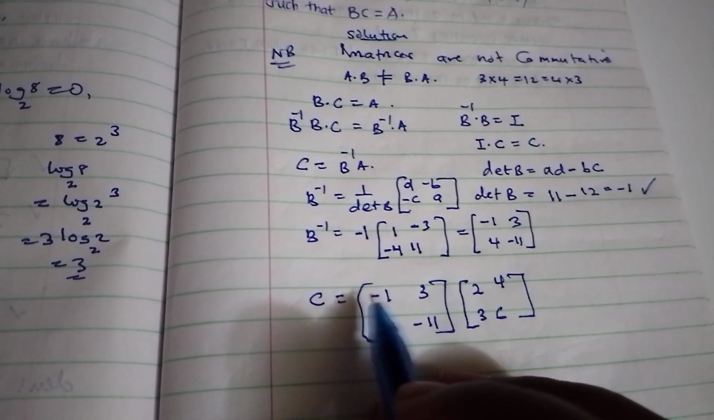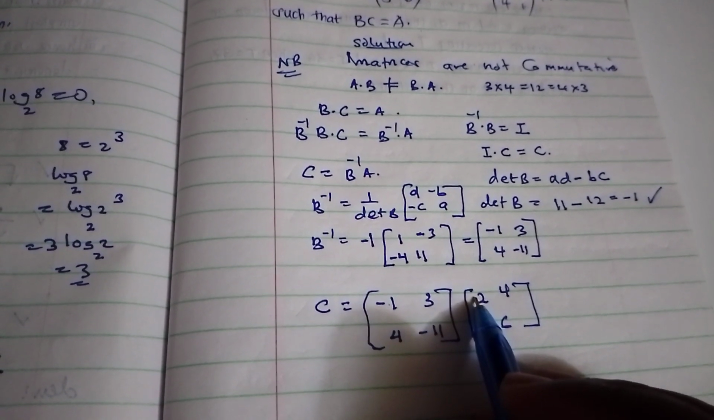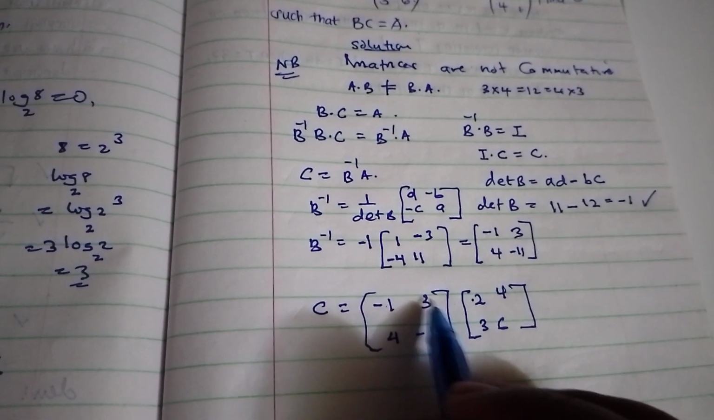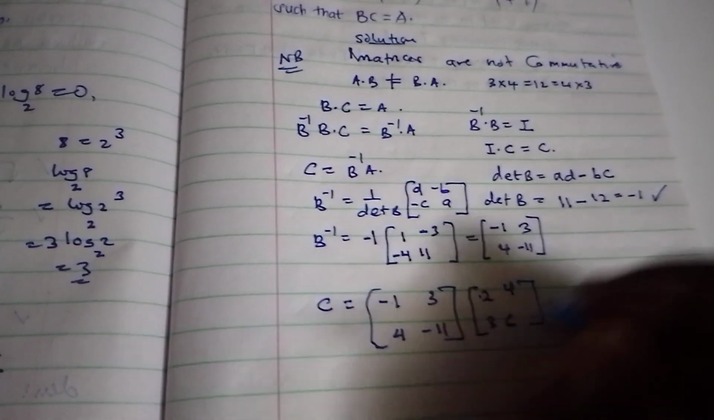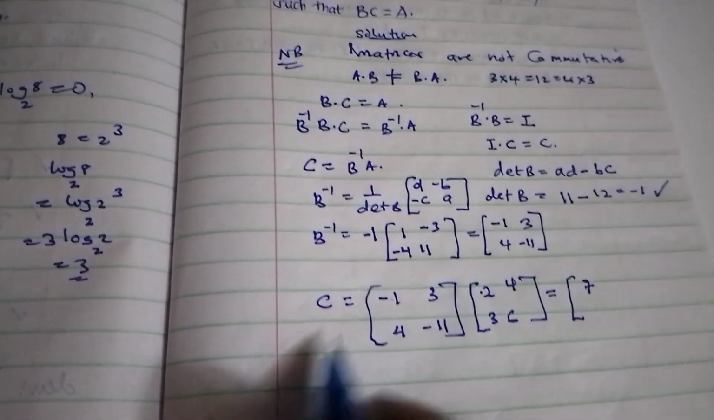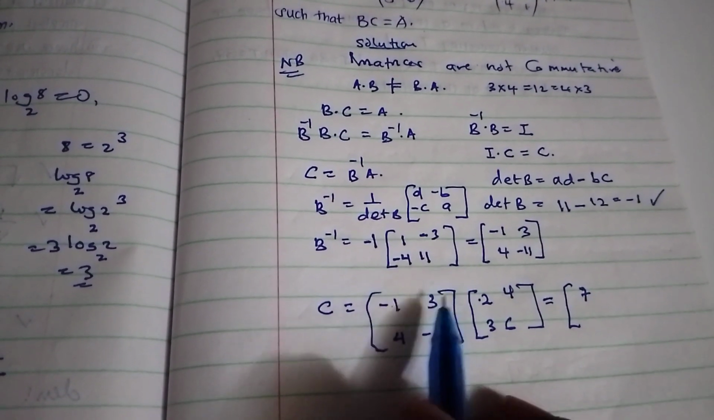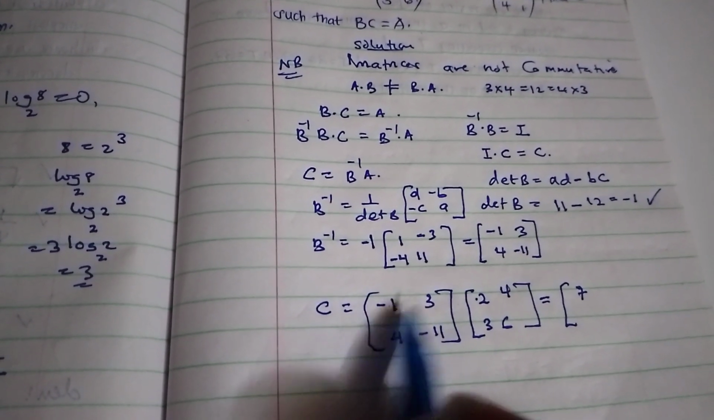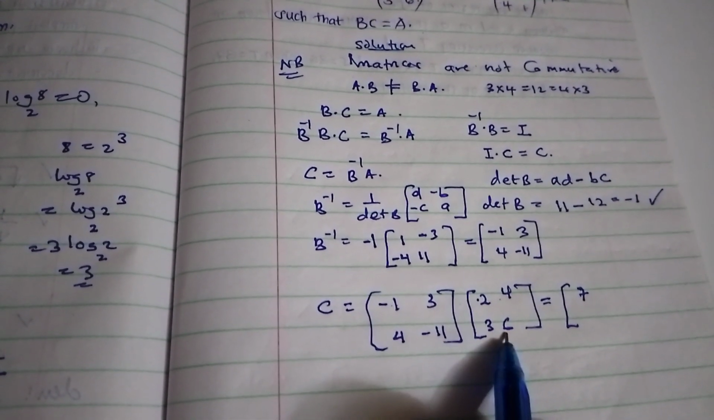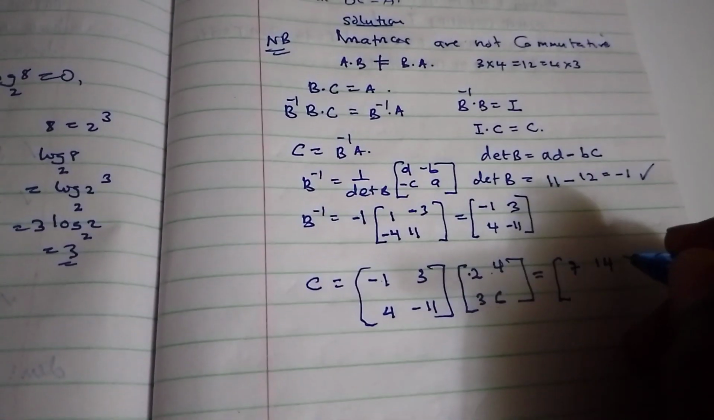We start with the row, then column. Okay, so we have minus 1 times 2, that's negative 2. 3 times 3, that's 9. So minus 2 plus 9, that's 7. Okay, just write it here. So here we have 7. That's the first entry or element of the product. Now we go to minus 1 times 4, that's minus 4. 3 times 6, that is 18. So minus 4 plus 18, that's nothing but 14.